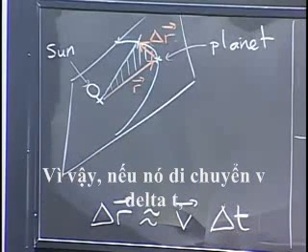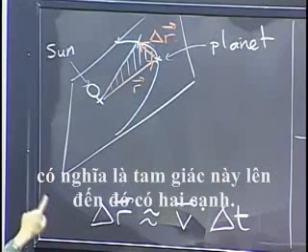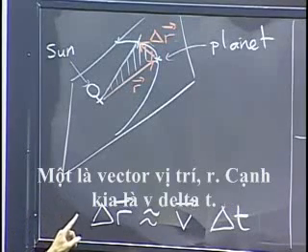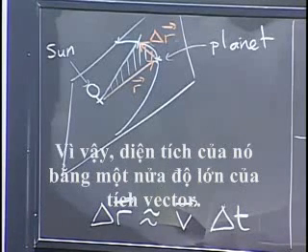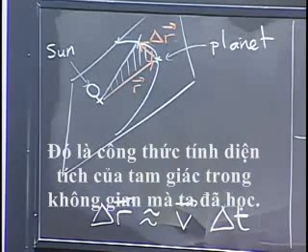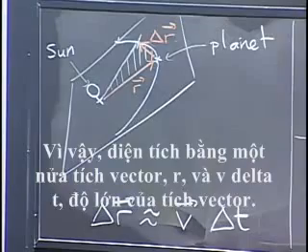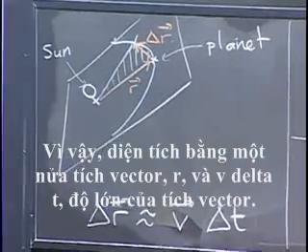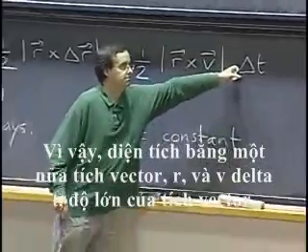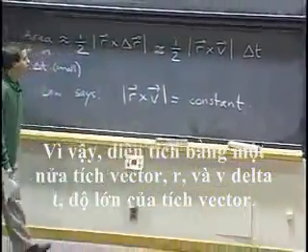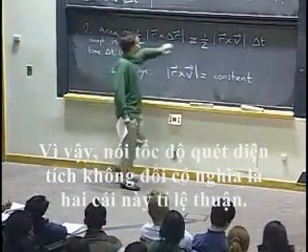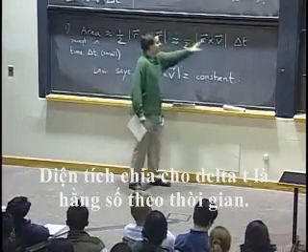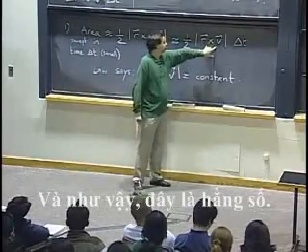So if it moves by v delta t, it means that this triangle up there has two sides. One is the position vector r, the other one is v delta t. So its area is given by 1/2 of the magnitude of the cross product. That's the formula we've seen for the area of a triangle in space. So the area is 1/2 of the magnitude of the cross product of r and v delta t. To say that the rate at which area is swept is constant means that these two are proportional. Area divided by delta t is constant over time, and so this is constant.